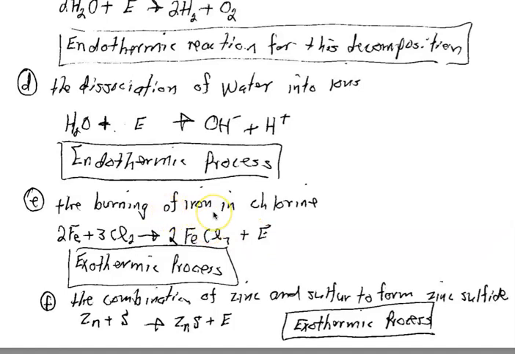The burning of iron in chlorine. So this is the balanced equation for that. 2 moles of iron plus 3 moles of chlorine gas yields 2 moles of iron chloride, or ferric chloride, plus energy is released. This is an exothermic process here.